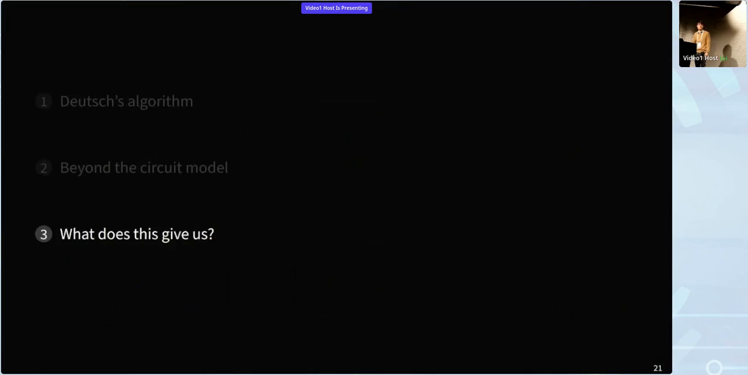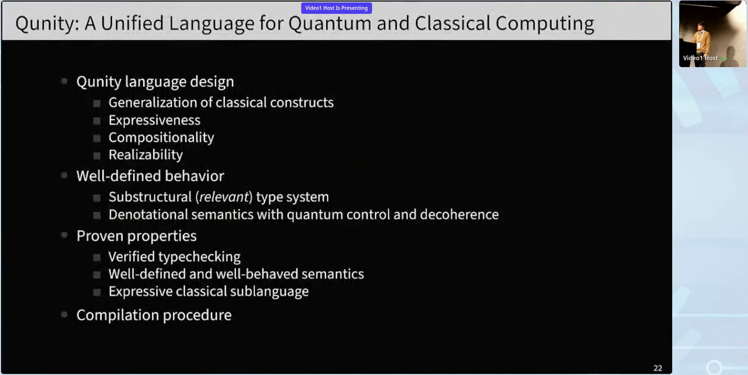So what does this give us? In our paper, we talk about four main contributions. There's the Qunity language design. There's the well-specified behavior of this language, including a type system and a denotational semantics. We also prove a few properties of this language and describe how it can be compiled into lower-level circuits.